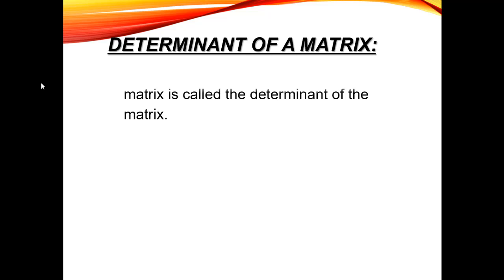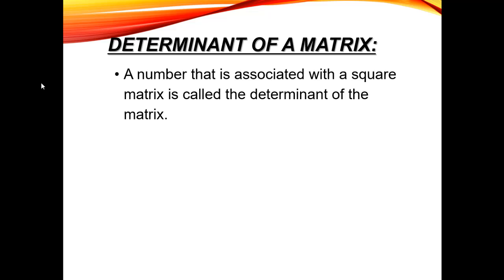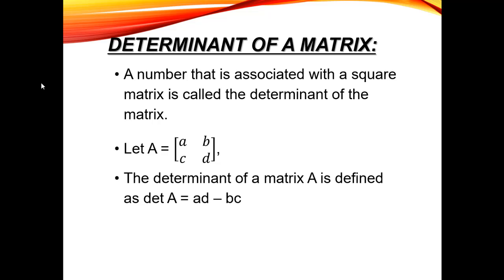Determinant of a matrix. A number that is associated with a square matrix is called a determinant of a matrix. For example, let us take matrix A with the elements a, b, c and d. If we are asked to find out the determinant, we need to apply the formula: determinant of A is equal to ad minus bc.